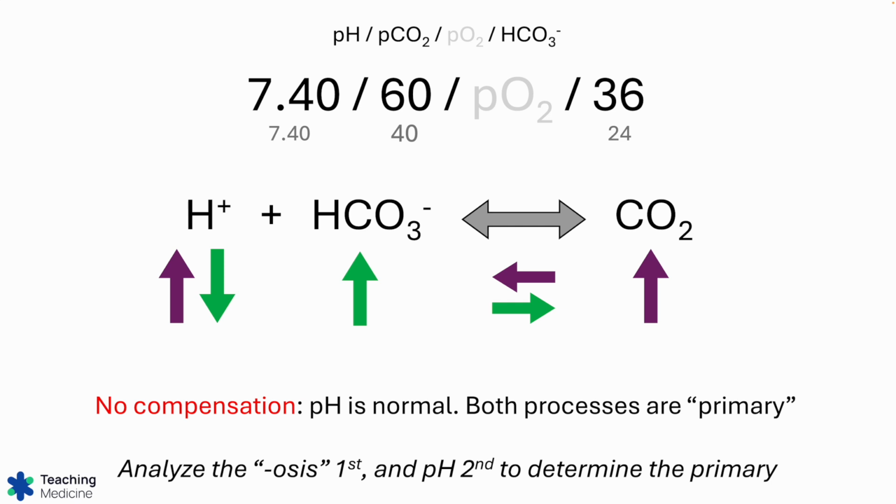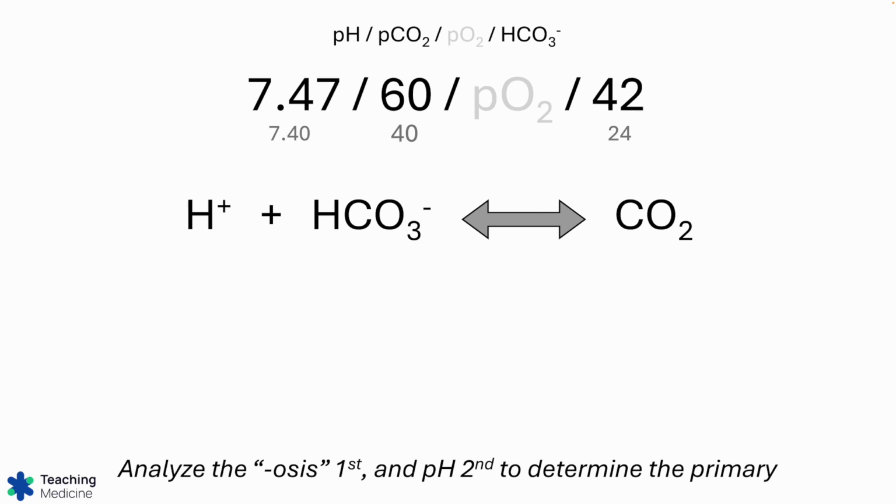And when this happens, we can't tell which process was primary and which one was secondary because they're both equal. Therefore, both processes are labeled primary. So we have a primary respiratory acidosis and a primary metabolic alkalosis. This is also called a mixed disorder. So we don't label either of these processes as compensatory.